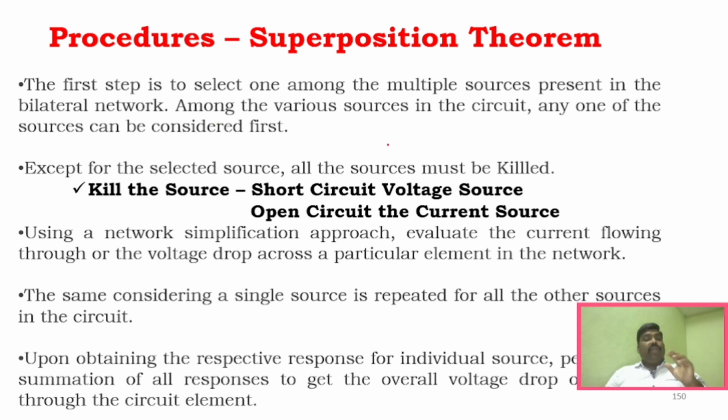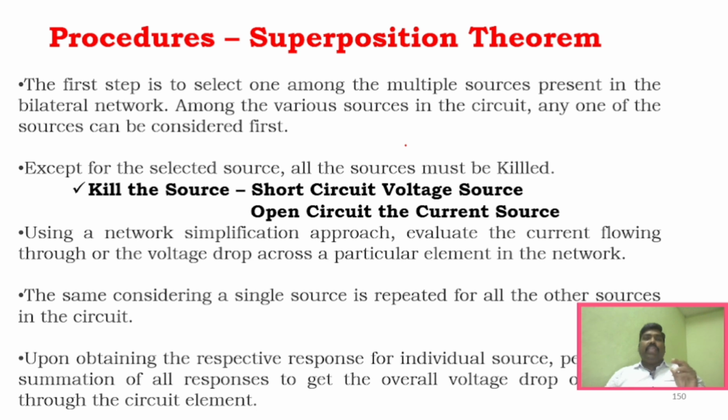I'll once again revise the procedures of the superposition theorem. According to the superposition theorem, the very first step is to select one particular source from the multiple sources given in the question. If you take one particular source, you have to remove all other sources, that is, kill all other sources. How should you kill them? You short circuit the voltage source and you open circuit the current source. After doing that, you simplify that circuit using mesh analysis or normal series-parallel connection.